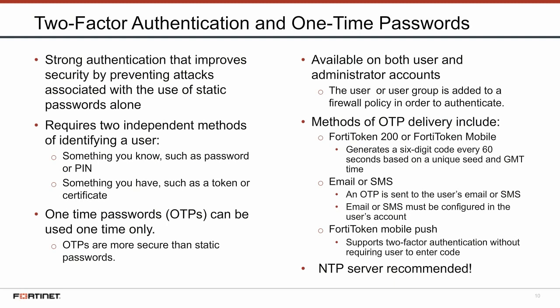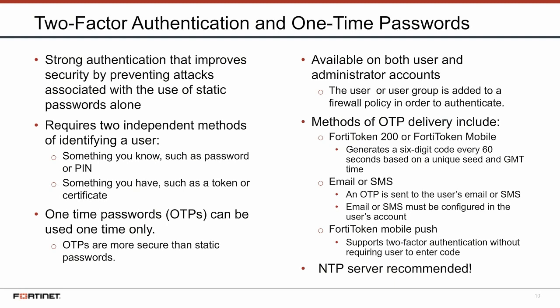You can use one-time passwords, OTPs, as your second factor. OTPs are more secure than static passwords because the passcode changes at regular intervals and is only valid for a short amount of time. Once you use the OTP, it cannot be used again, so even if it is intercepted, it is useless. FortiGate can deliver OTPs through tokens, such as FortiToken 200, hardware token, and FortiToken Mobile, software token, as well as through email or SMS.